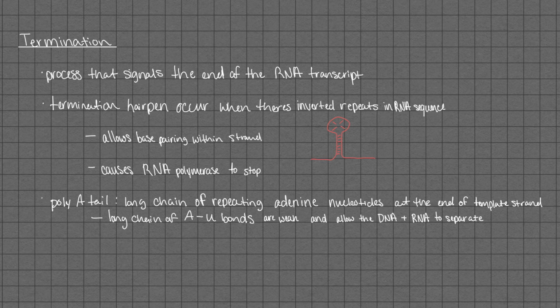In this process, there is something that signals the end of RNA transcription. In prokaryotes, a common signal for the end of transcription is termination hairpins, which occur when there is an inverted repeat at the end of the RNA sequence. The inverted repeats allow the base pairs within the strand to bond together and stops RNA polymerase.